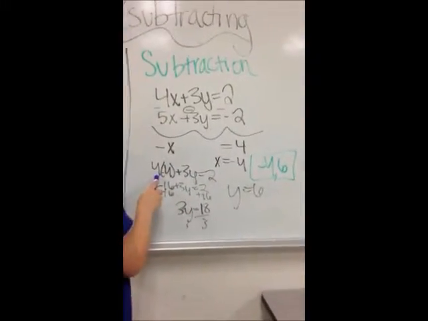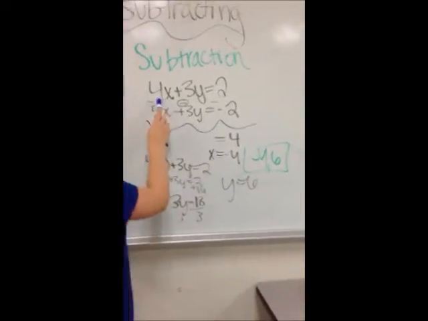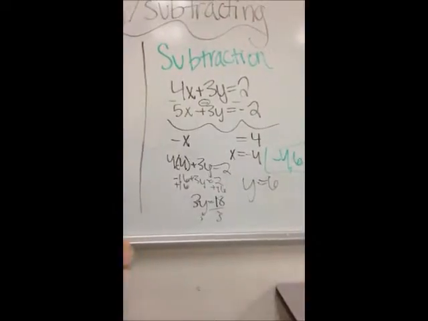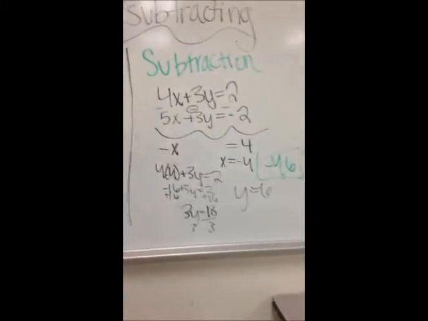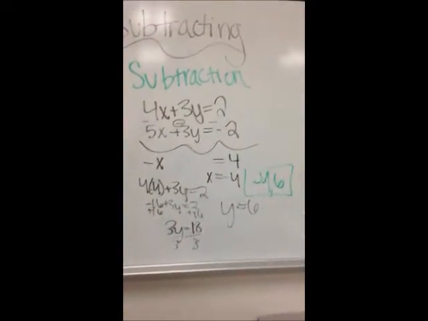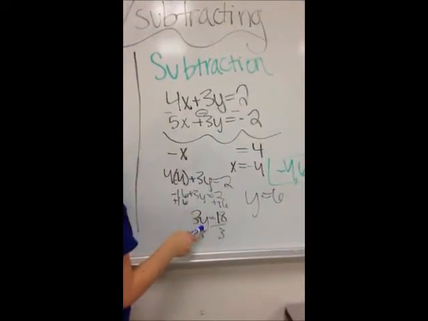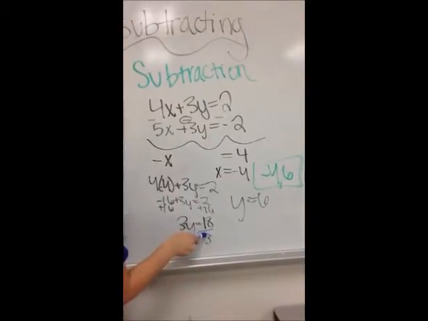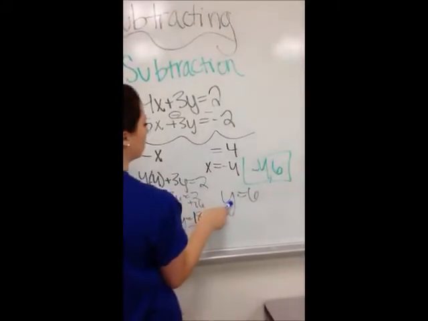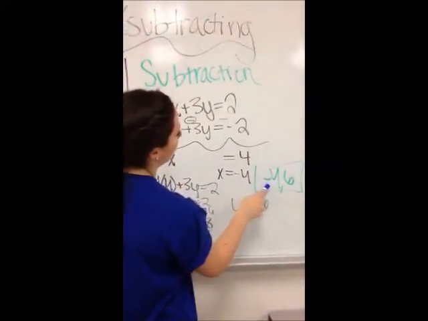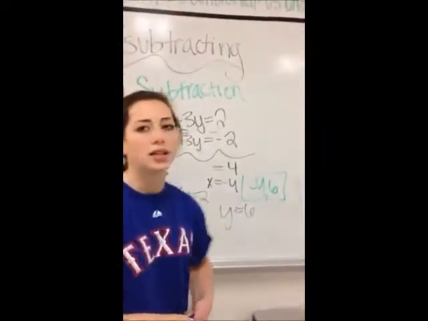And then we're going to plug that into this equation. You're going to get 4 times negative 4 plus 3y equals 2, which is negative 16 plus 3y equals 2. Add 16 on each side. You're going to get 3y equals 18. And y is going to equal 6. So your solution is negative 4, 6.